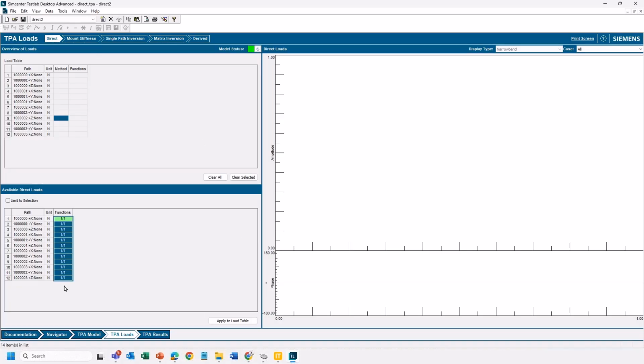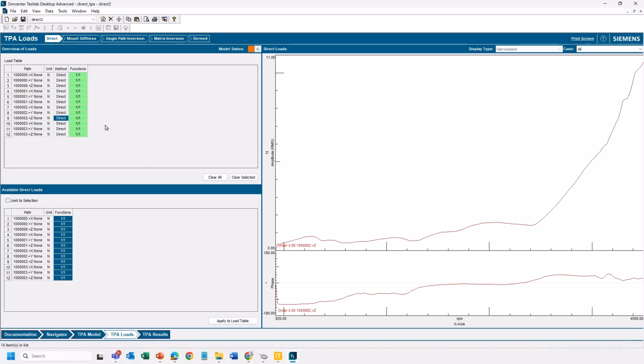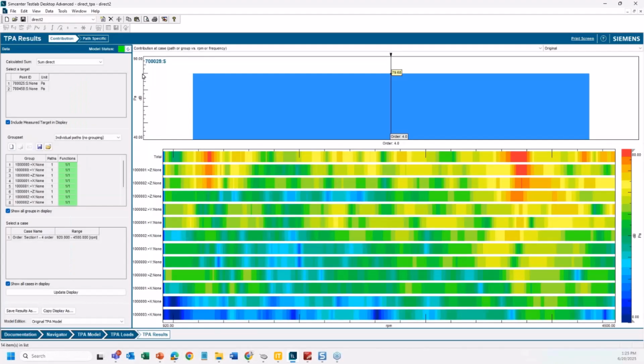These are the things that are available. I hit apply to load table, and it's doing that multiplication for me. With the other methods, mount method and some of the other ones, it gets a little more exciting, but when you have directly known forces, you can just do this directly, multiply them, and then go to TPA results.